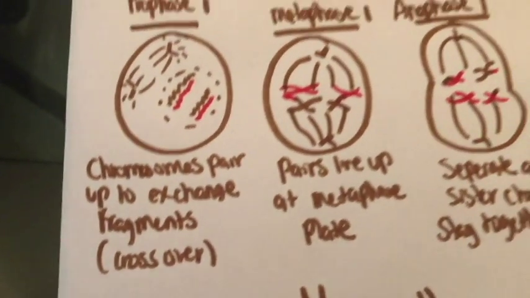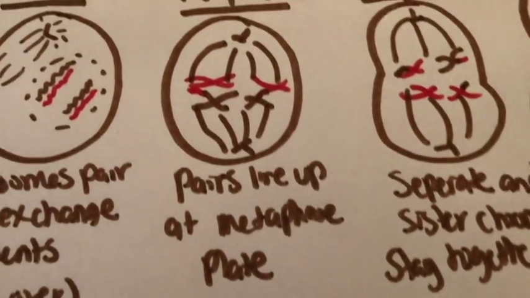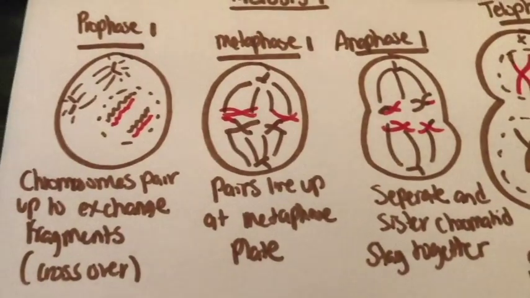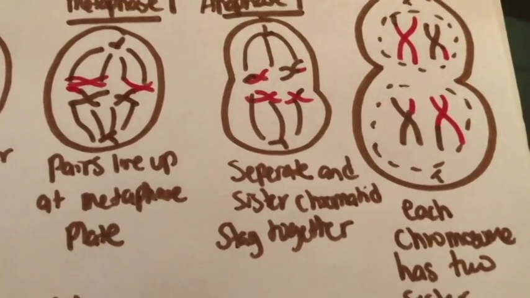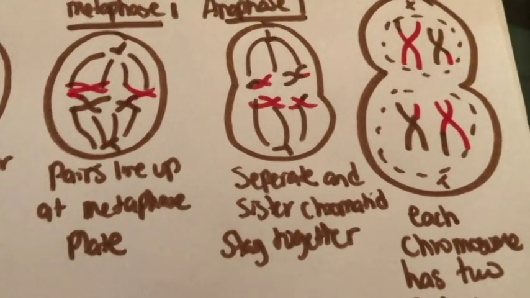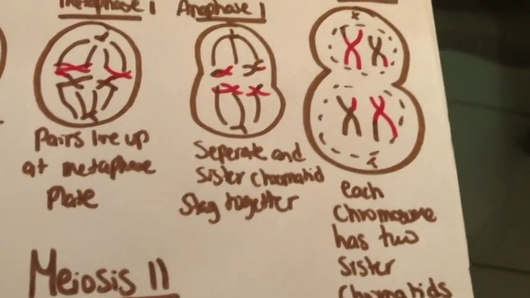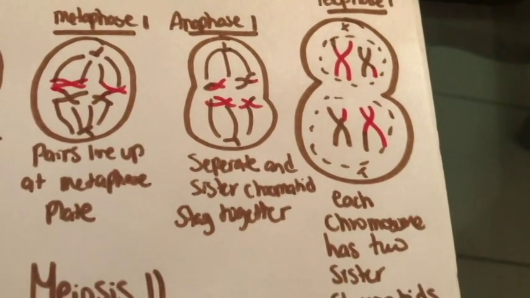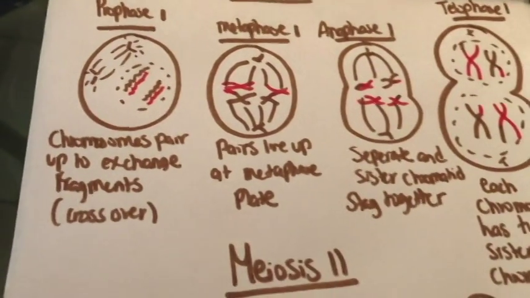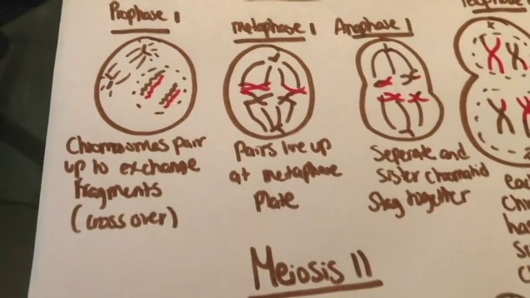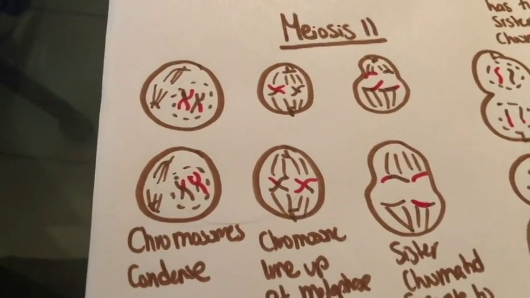Then it moves on to the next phase, which is the metaphase. And in this one, the new pairs line up at the metaphase plate, which then leads us to anaphase 1, where the homologues begin to separate to each side of the cell, and the sister chromatids stay together. And in telophase, the newly formed cells, which are haploids, and there's 2, and each chromosome has 2 non-identical sister chromatids.